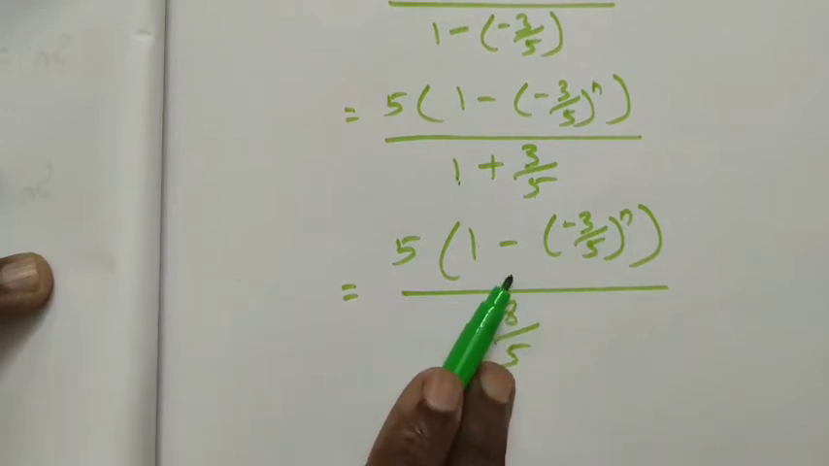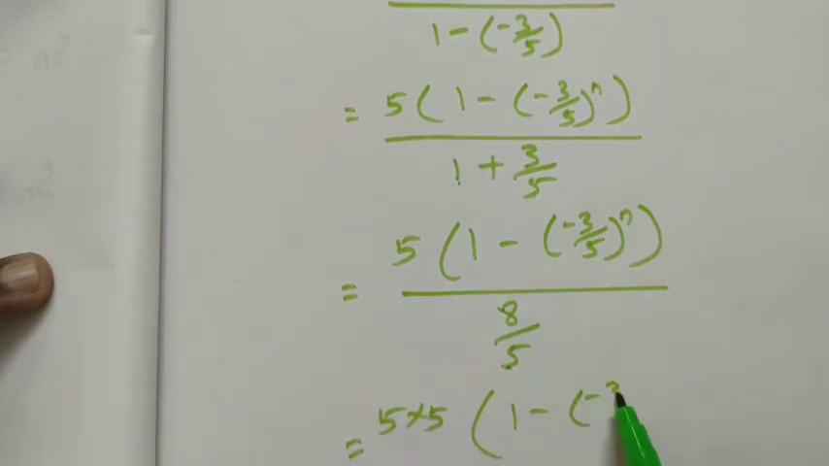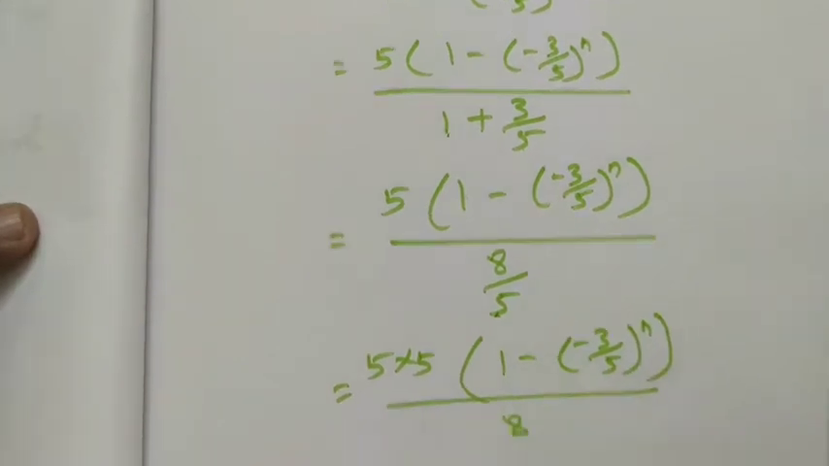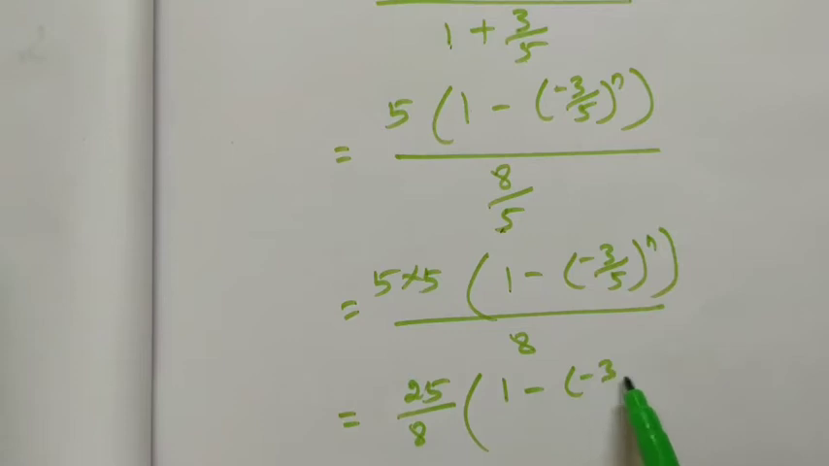The denominator of the denominator term should be in the numerator. So it is multiplied here: 5 into 5 into 1 minus of minus 3 by 5 whole power n, divided by 8. 5 fives are 25, and we take 8 as the common denominator outside. So 25 by 8 into 1 minus of minus 3 by 5 whole power n is the answer.